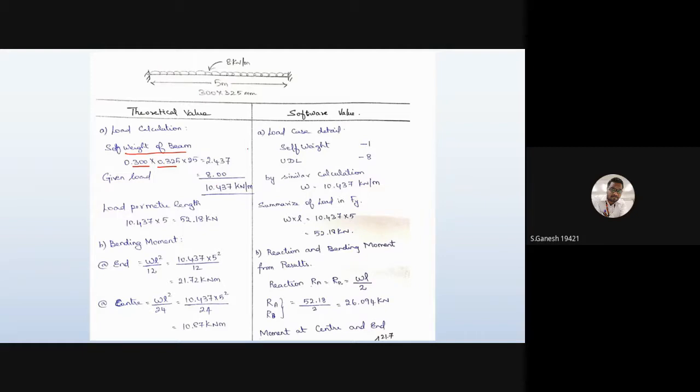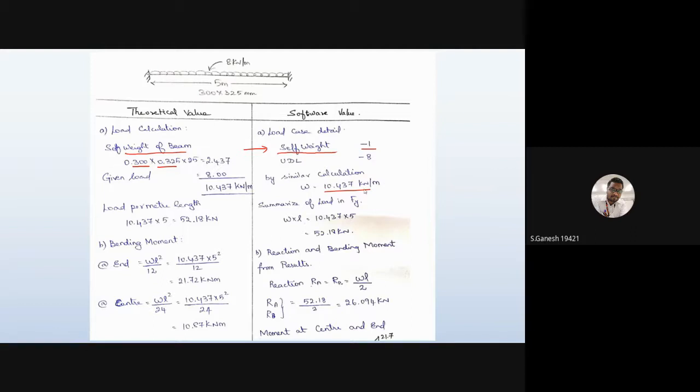Now, on the other side, if you see in the software, we just simply give a self weight as -1. If you remember the very first step, load case detail, you give it as -1. And then you go to member load, you will add UDL -8. So the software will compute this part and it will show you this result, 10.43 kilonewton per meter. Right. So this is done by the load calculations.